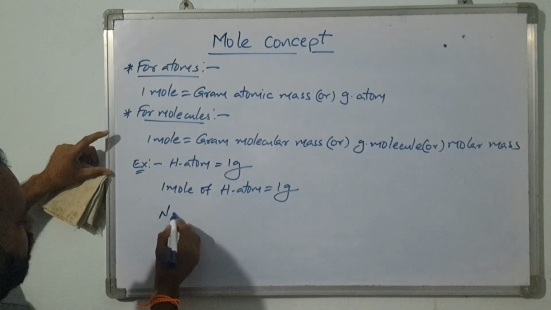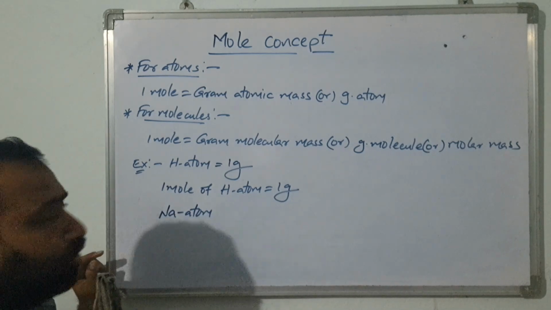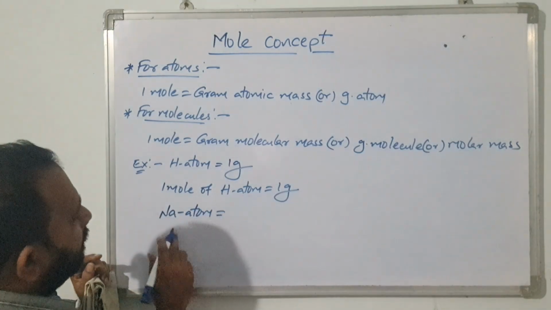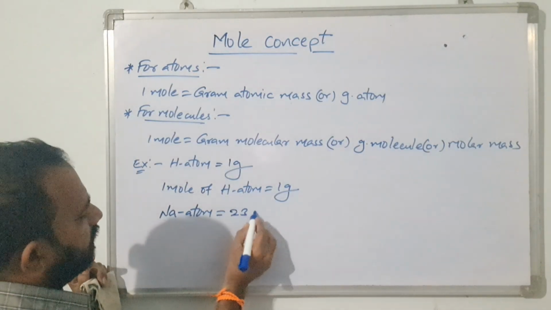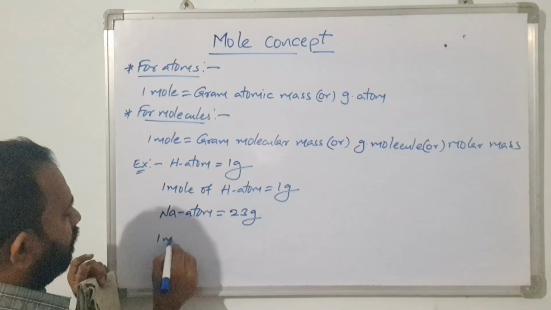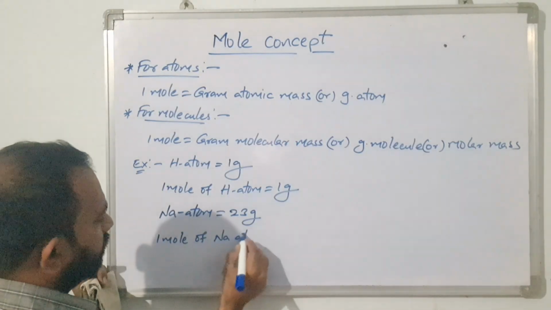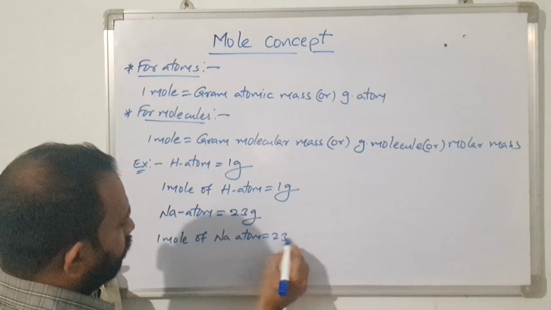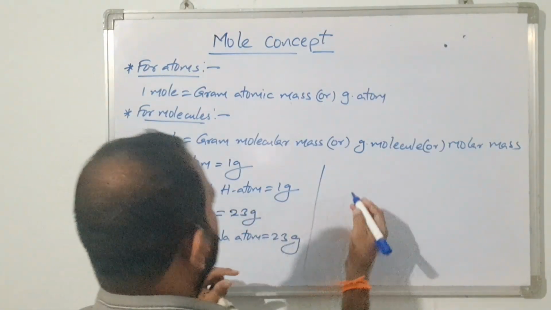Same, for example, sodium atoms. What is the gram atomic weight or gram atomic mass of sodium atom? 23 grams. That means 1 mole of sodium atoms is equal to 23 grams. As well as for molecules.